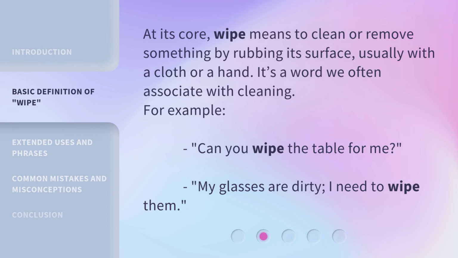At its core, wipe means to clean or remove something by rubbing its surface, usually with a cloth or a hand. It's a word we often associate with cleaning. For example, can you wipe the table for me? My glasses are dirty. I need to wipe them.